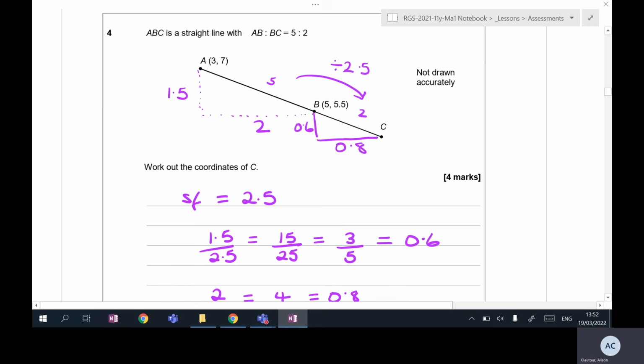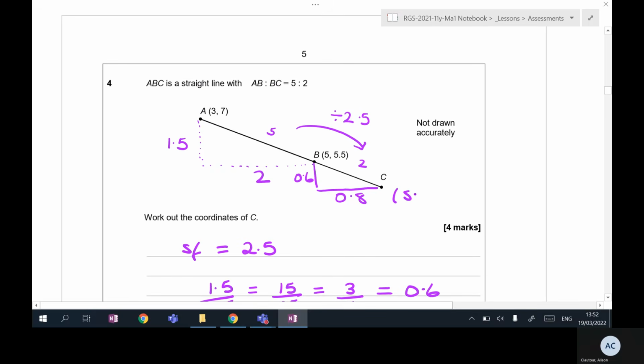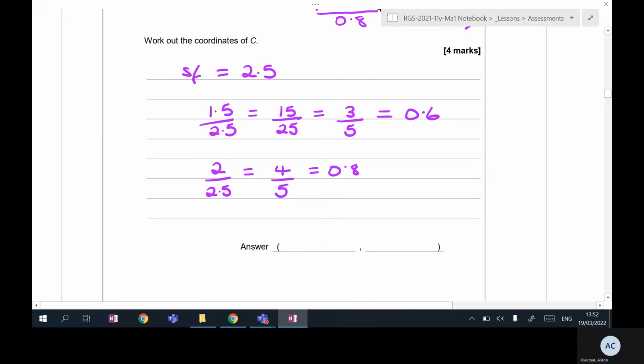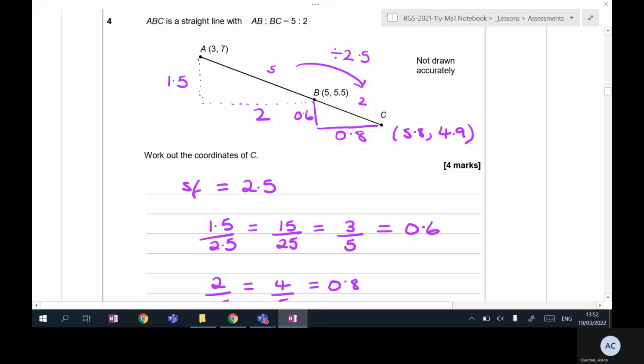So I'm at x equals 5. I've got to go along 0.8. So I'm going up to 5.8. And for my y coordinate, I'm at 5.5. I'm going down 0.6. So I'm ending up at 4.9. So it's all about similar triangles. Okay, so nice clear diagram. If they don't give you a diagram, draw your own diagram.